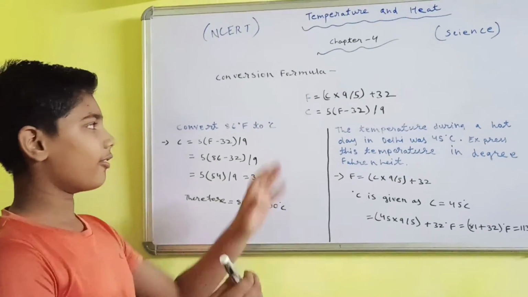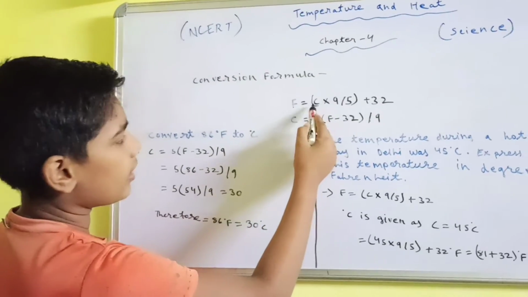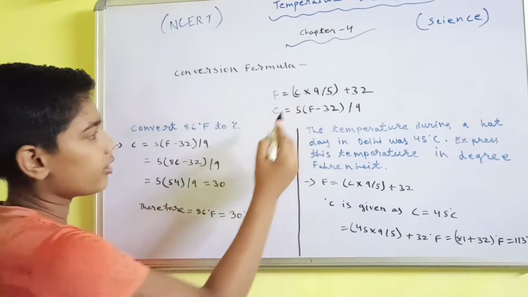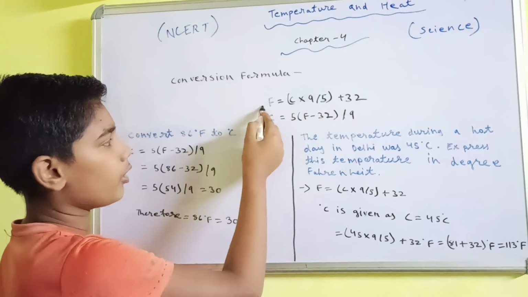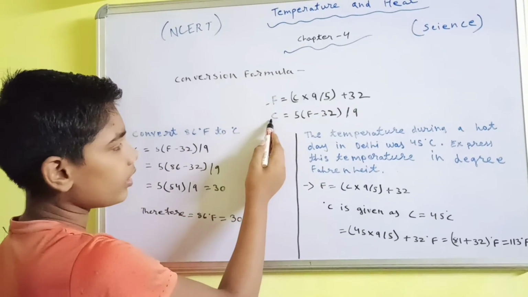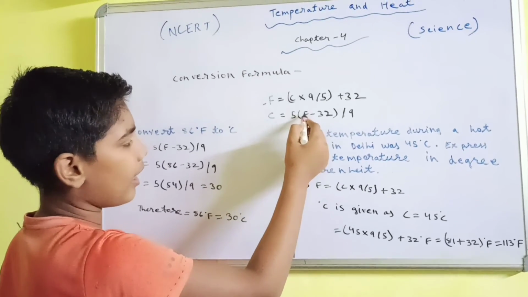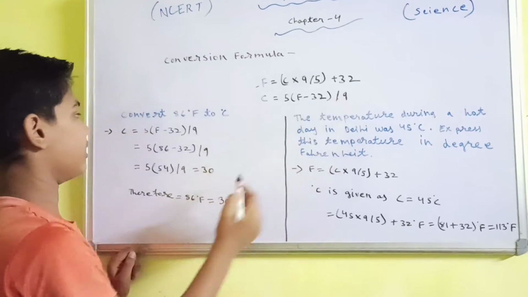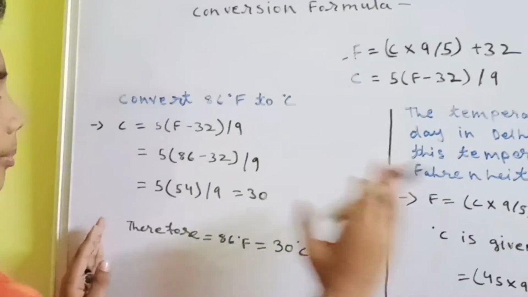So now we will discuss the conversion formula. What is the formula for Fahrenheit? F equals C, where C is for Celsius, into 9 by 5 plus 32. This is the formula of Fahrenheit, and this is the formula of Celsius: C equals 5 into bracket Fahrenheit minus 32 bracket close, divided by 9. Now this is the example of Fahrenheit and this is the example of Celsius.